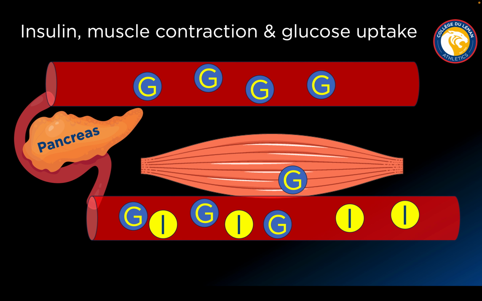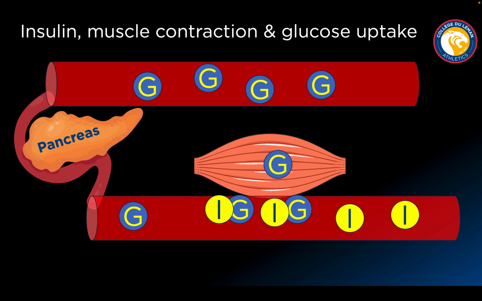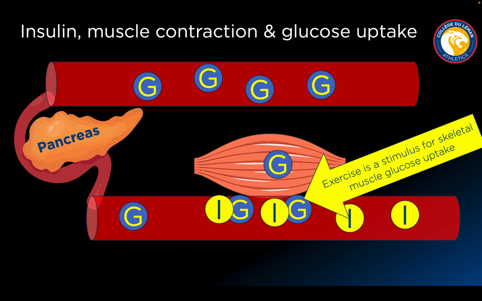So we have got insulin, how does it work? What's the deal with insulin and muscle contraction on glucose uptake? Here's the bloodstream. We've got glucose in there, and the pancreas is producing this insulin. The insulin is going to help that glucose into the muscle. Exercise is a stimulus for this. So exercise is a stimulus for skeletal muscle glucose uptake. So when we exercise, we stimulate the glucose uptake.